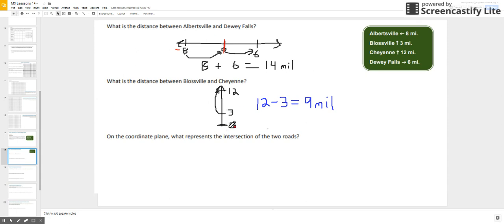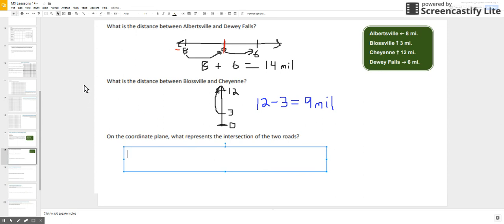All right, if we look at the last part of this, it says, on a coordinate plane, what represents the intersection of the two roads? Well, I already said this. The intersection would be represented by the origin. So let's type that out. On a coordinate plane, the intersection is represented by the origin. There you go.